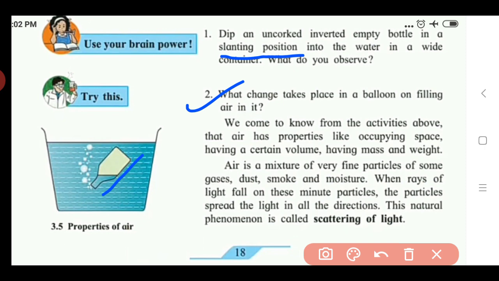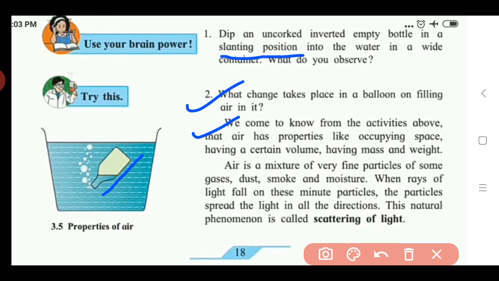So here for these two questions you should find out the answers by using your brain, because here we also study some properties of air. So by using these properties you try to find out answers to these questions. So here they give us another activity for these questions. Okay, so here see what happens when we come to know from the activities above that air has properties like occupying space, having certain volume, having mass and weight.